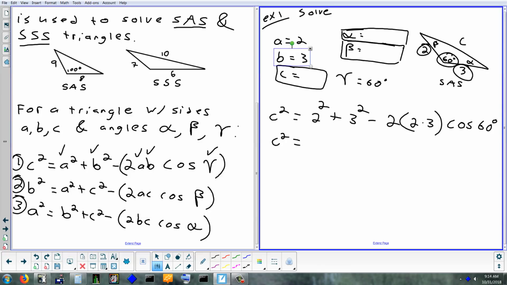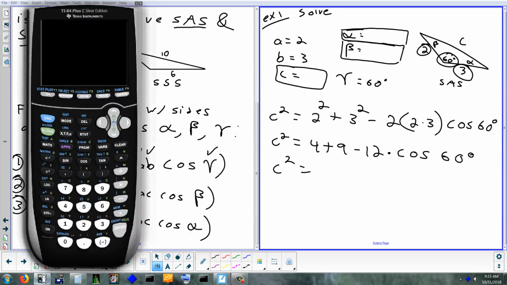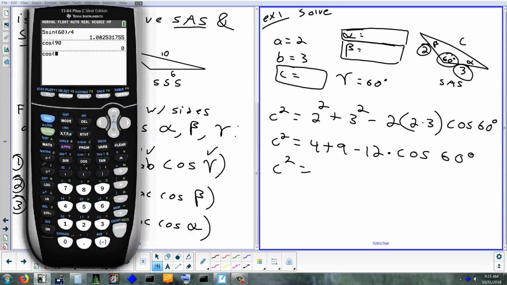Okay, so let's simplify some of that. Exponents, what's 2 squared? 4. And 3 squared? 9. Minus, I've got 2 times 2 times 3 times cosine 60. Let's just do 2 times 2 times 3. 12 times cosine 60. Now, order of operations, I still have some more multiplication, so I got to do that before I start looking at addition and subtraction. So let's find out what the cosine of 60 is. Cosine of 60 is a half.